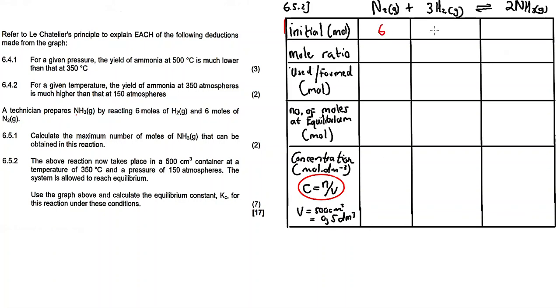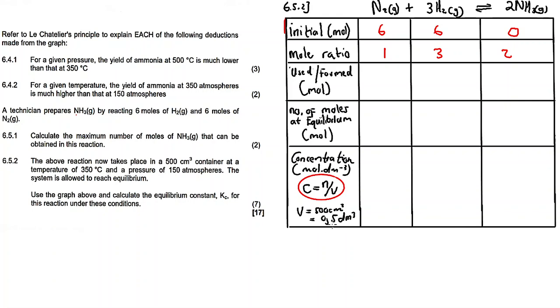It is 6 and 6 for nitrogen and hydrogen in moles, and then the ammonia initial amount is about 0 because the reaction has not started yet. The mole ratio is 1:3:2, and then the used and formed amounts. So these are the amounts used for the reactants and formed for the products, and the number of moles at equilibrium, which we use to calculate the concentrations.